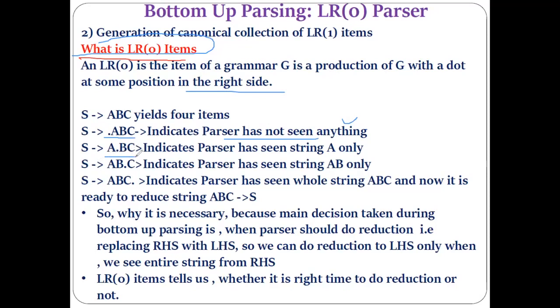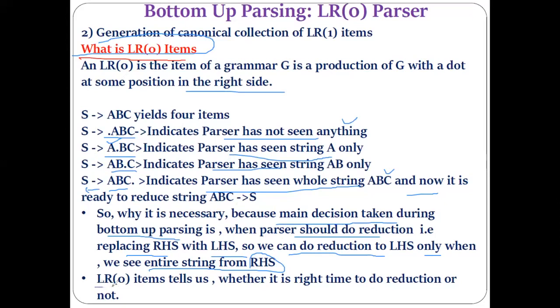A dot BC indicates the parser has seen the string A only. AB dot C indicates the parser has seen AB, and ABC dot indicates the parser has seen the whole string ABC. Now as the parser has seen the whole string ABC, it is ready to reduce ABC to S. Why is there a requirement for these LR0 items? Because the main decision we have to take during bottom-up parsing is when the reduction should be performed, meaning when to replace the right-hand side with the left-hand side. We can do the reduction to the left-hand side only when the parser has seen the entire string from the right-hand side, and that indication is given with the help of the LR0 item.